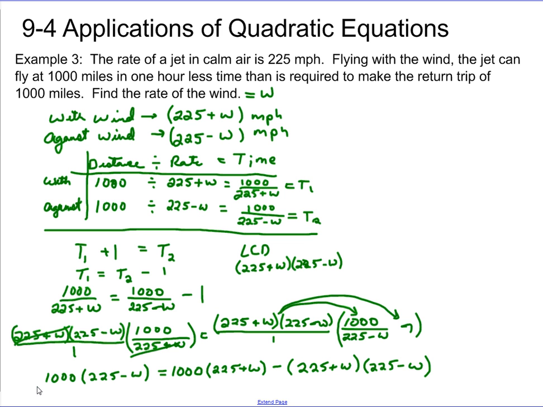Let's see, I'm going to have 225,000 minus 1,000 W will equal 225,000 plus 1,000 W minus, and in this case, if I multiply 225 plus W and 225 minus W, I'm going to get the quantity 50,625, the square of 225, minus W squared.